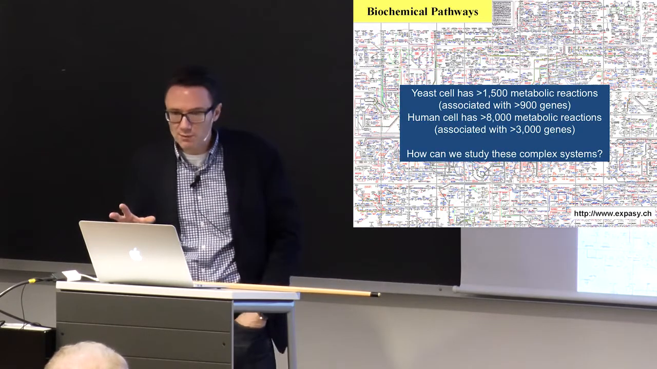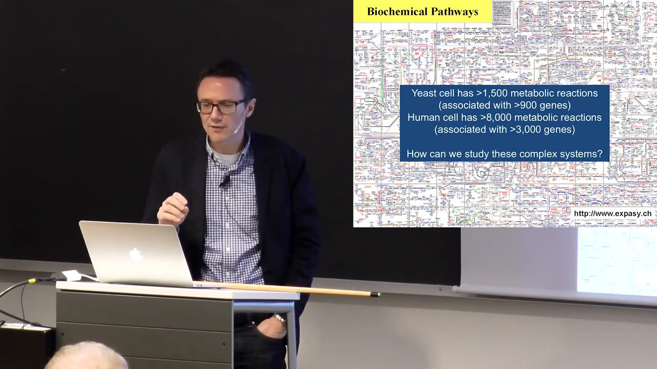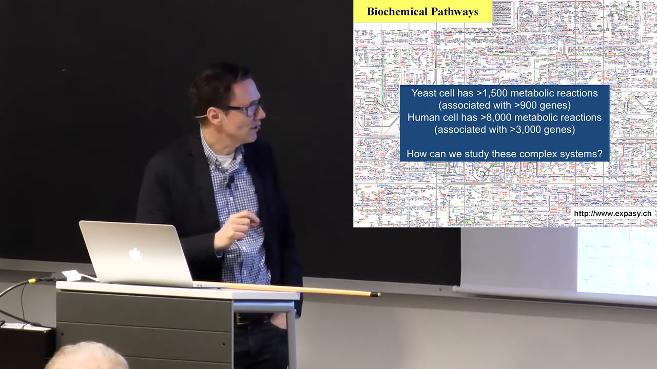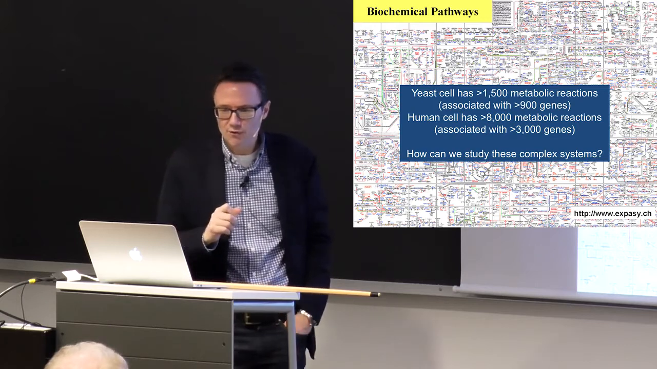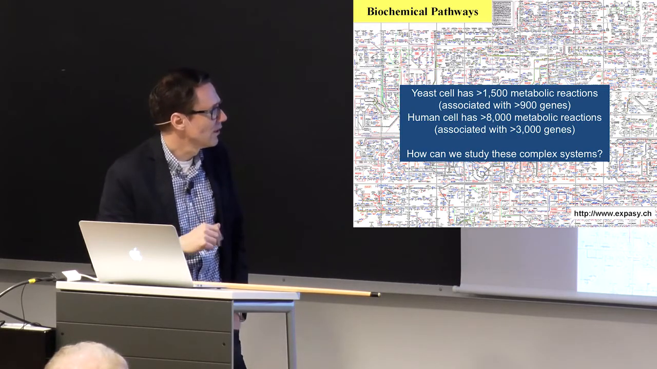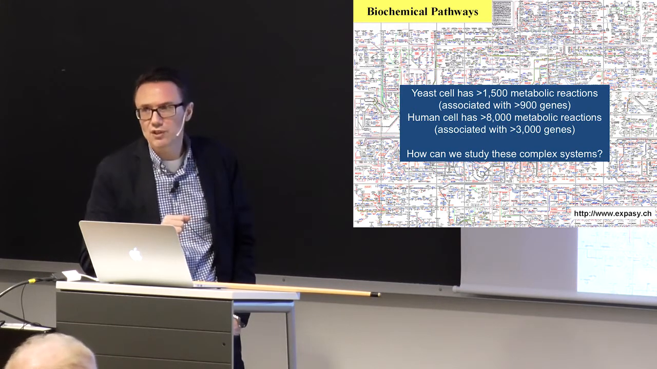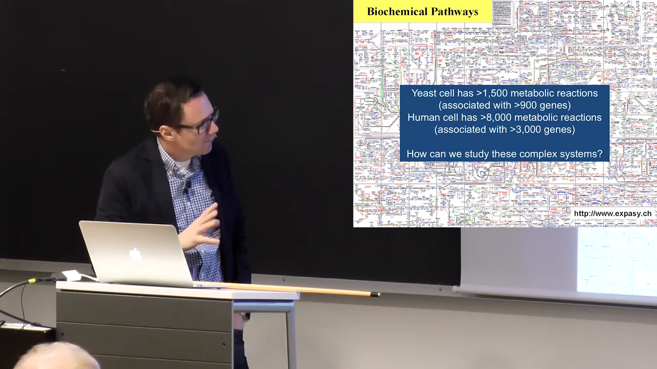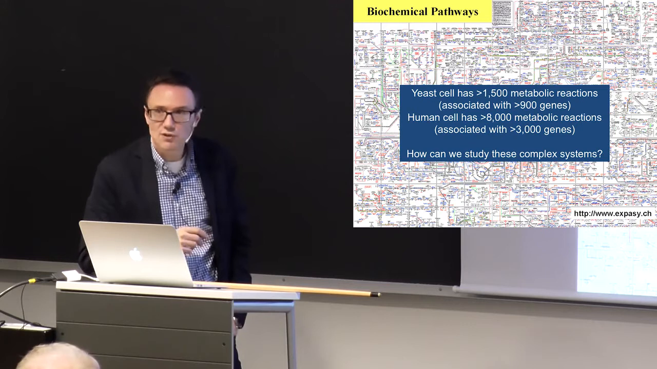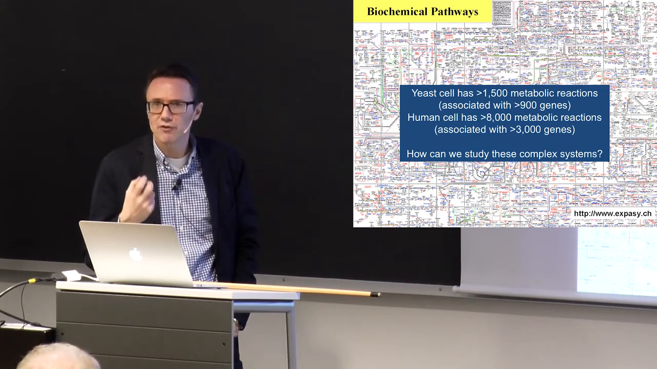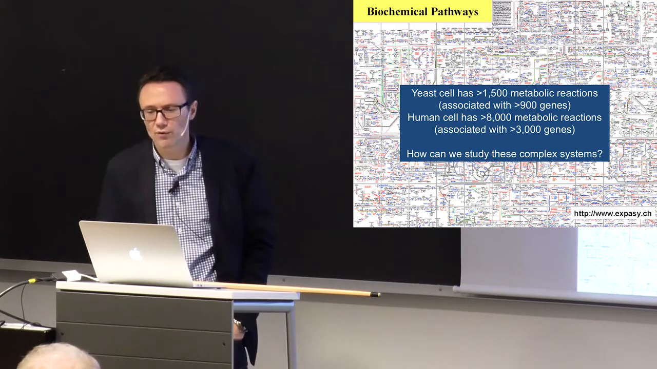So how do we study metabolism? If we look at a yeast cell, it has about 1,500 different metabolic reactions as we know it today. These are associated with about 900 genes encoding enzymes that are catalyzing these reactions. And if we look at the similar number for human cells, we have about 8,000 metabolic reactions, and these are associated with about 3,000 genes. The 3,000 genes is about 15% of total genes in the human genome. The same for the 900 in yeast. So it's kind of interesting that about 15% of our genome seems to be allocated to this core function in any given cell.